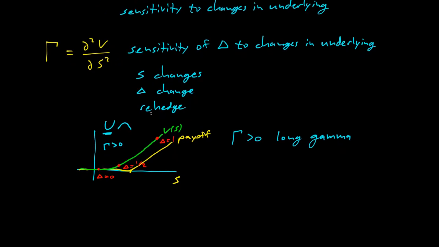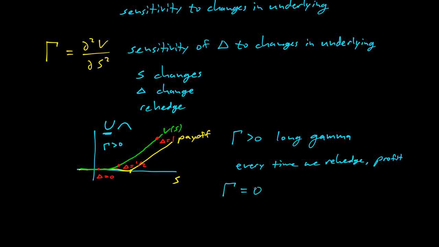That means as we rehedge, every time we rehedge, we have a profit. But that's not all roses, because if the asset price is not changing, then we're losing money, basically. We're not gaining enough money to make up for the cost of our position.